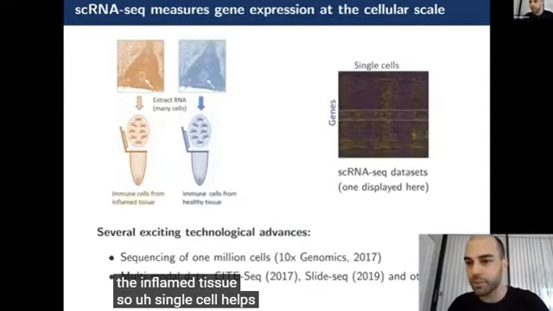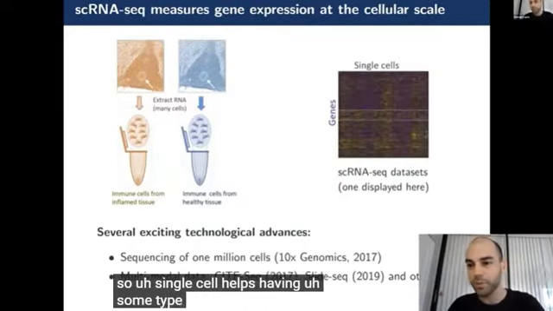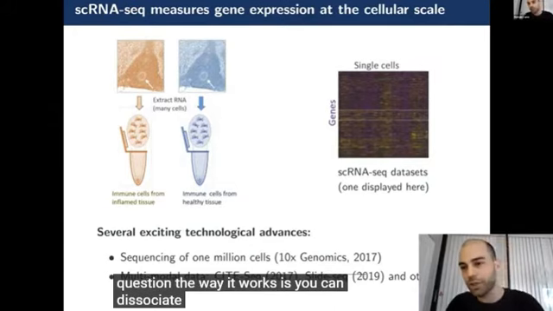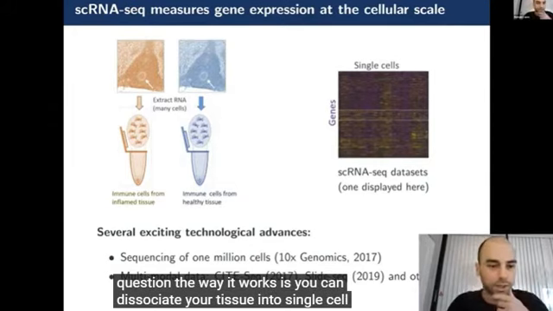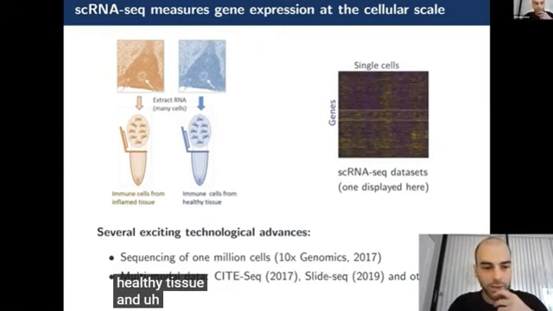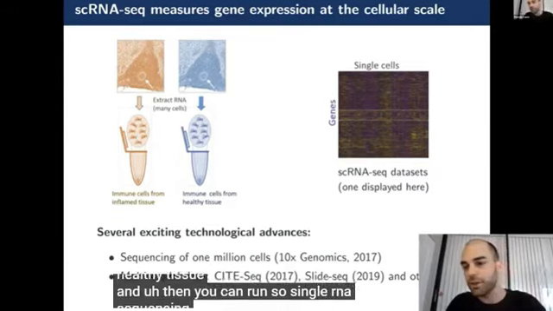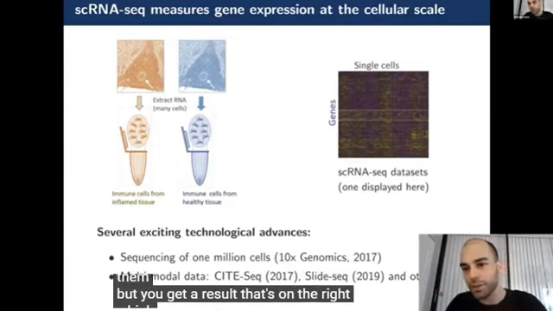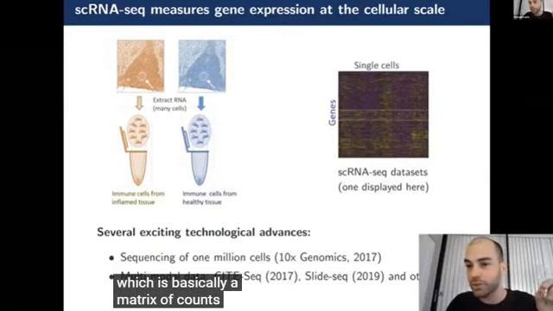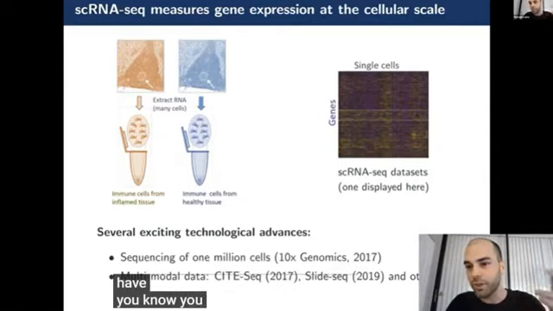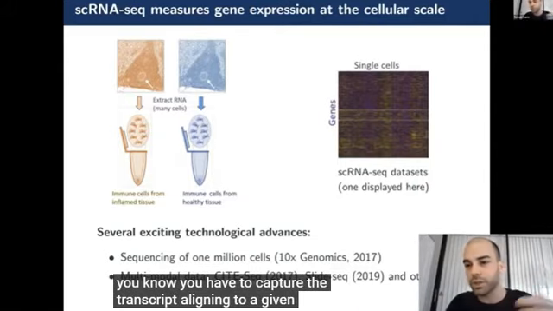Single cell helps give some answers to these questions. The way it works is you can dissociate your tissue into single cells, for example the inflamed tissue and the healthy tissue, and then you can run single cell RNA sequencing pipelines. There are many of them, but you get a result that's on the right, which is basically a matrix of counts that gives you, for every cell, how many times you have captured a transcript aligning to a given gene.